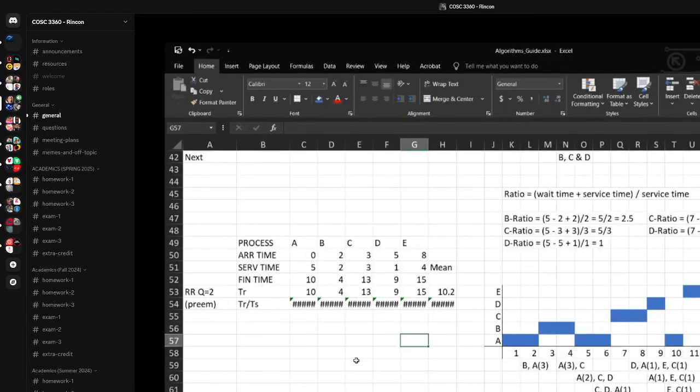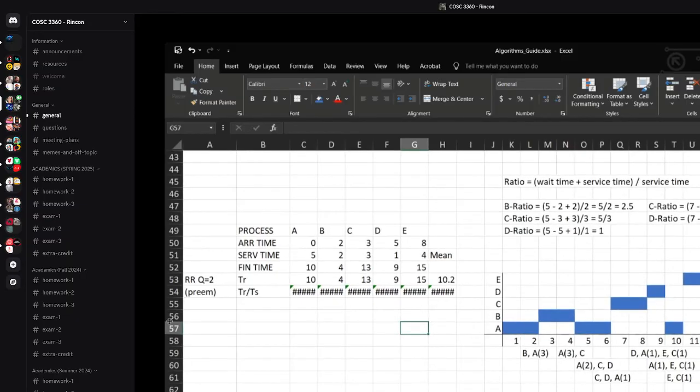Are there any questions about this? And I know this is a much harder example than the previous one, but this is just to show you what a smaller quantum can do to you.